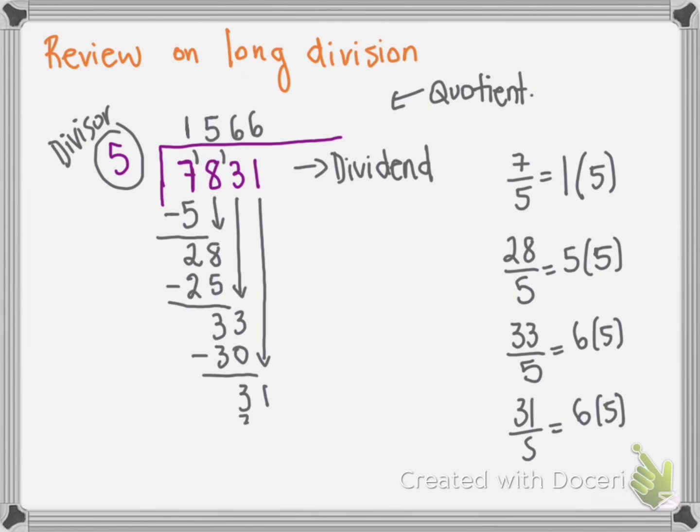6 times 5 again is 30. And then when we subtract, the result is 1. And that 1 is what we call the remainder. Okay? And in elementary, you learn to put the remainder like this with a 1.